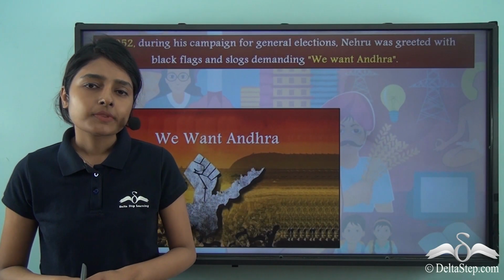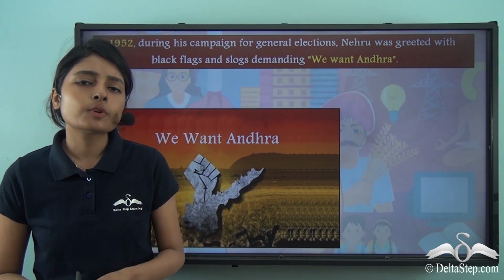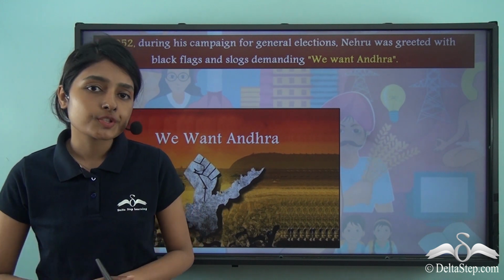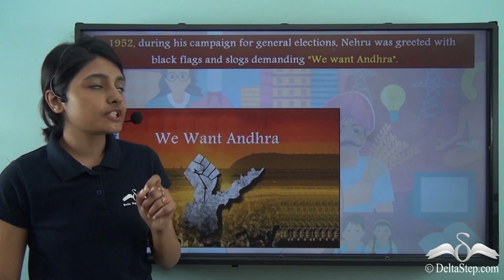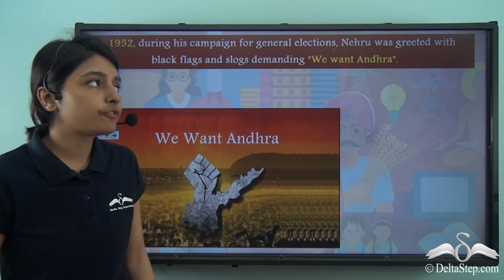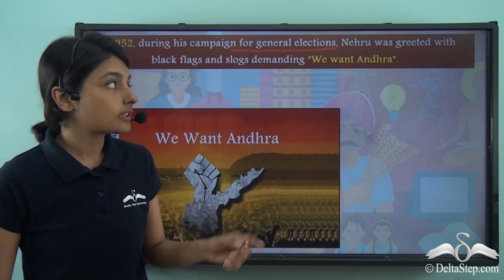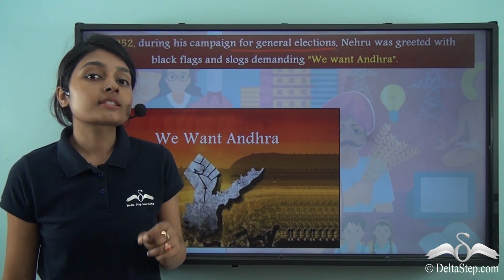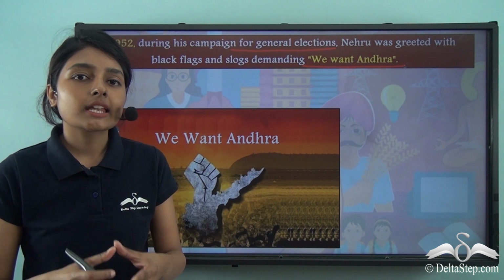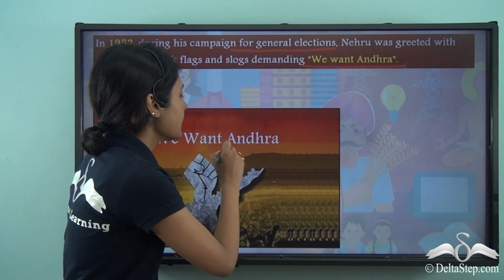To this end, these protests from the Telugu speaking people now became much more unified and coherent, and it took the shape of a formal revolt, so to speak. So, in 1952, when the Indian Prime Minister Jawaharlal Nehru went to this region for the campaign for general elections, he was met with black flags, and there were slogans that said, "We want Andhra." So the Telugu speaking people were wanting to have their own state that was called Andhra.